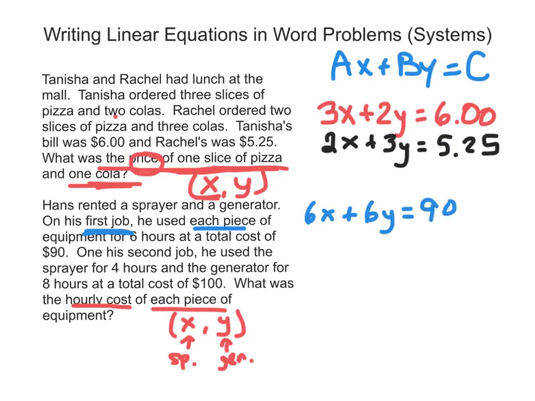In the second one, on his second job, it says here, he used the sprayer for 4 hours. So again, the sprayer is x, so 4 hours times the cost of the sprayer, plus the generator he used for 8 hours, so 8 hours times the price per hour for the generator, and a total cost of $100. Again, when you see those totals, $6, $5.25, $90 and $100, that is again a way to remember that we're going to be using standard form.